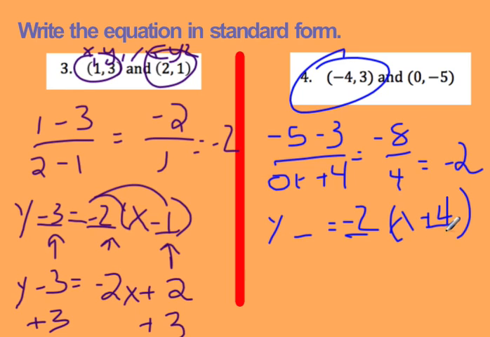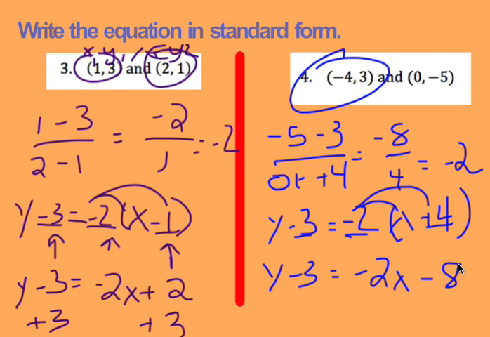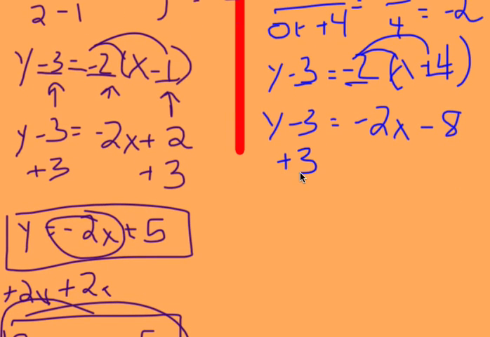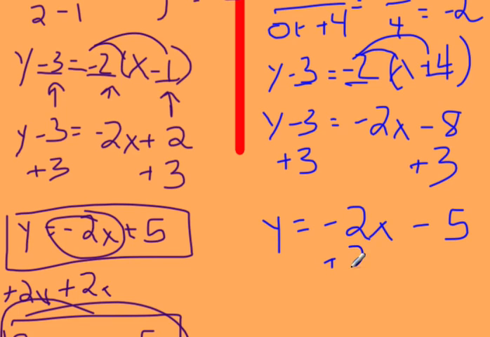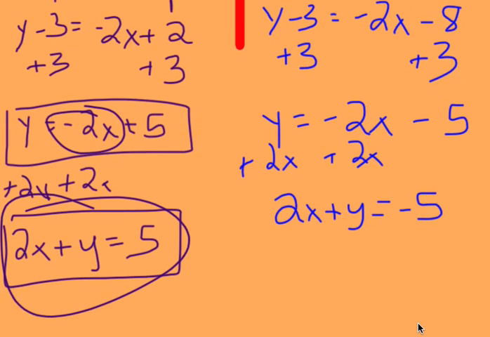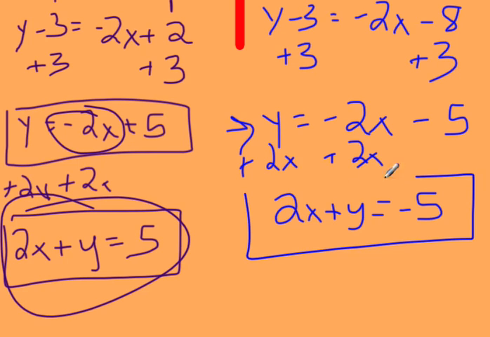So the opposite of the x-coordinate is going to be plus 4, and then the opposite of the y-coordinate. So the first thing I'm going to do is distribute. So negative 2 times x is negative 2x, and negative 2 times 4 is negative 8. Then I'm going to go ahead and add this 3 over to the other side, and then I get y is equal to negative 2x minus 5. Now remember that it's asking for standard form. So in order for it to be in standard form, you need to add 2x to both sides. So then you end up getting 2x plus y is equal to negative 5. So here would be your slope-intercept, and here is your standard form final answer for number 4.